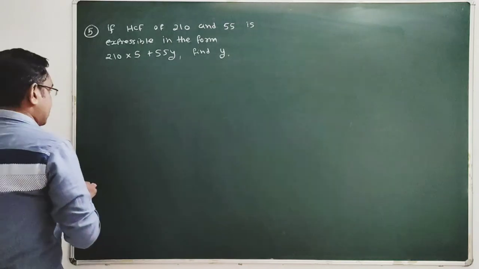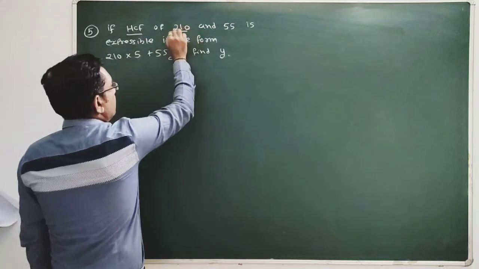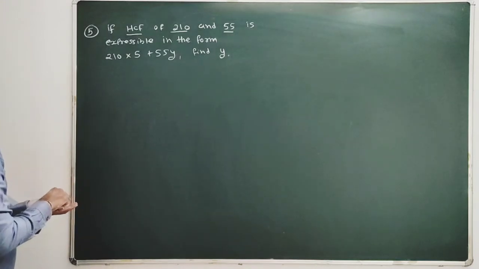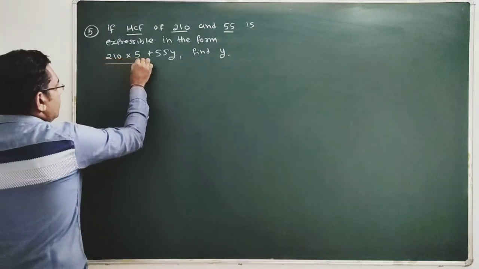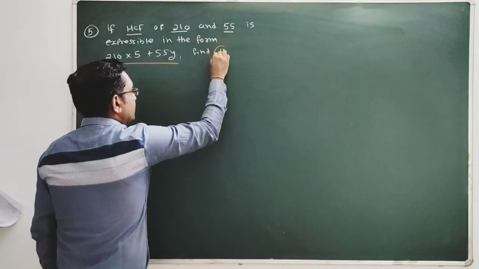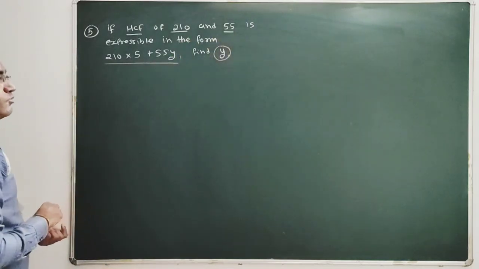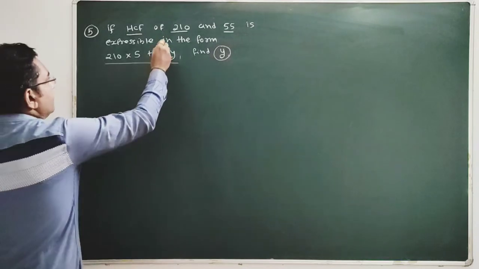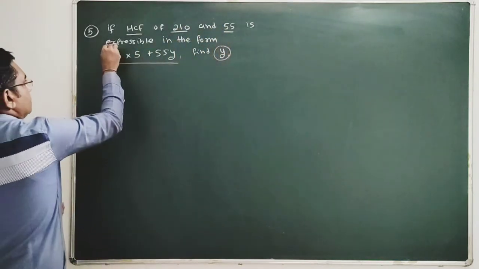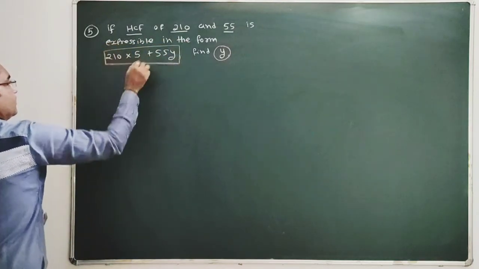Okay students, now the last question. Here, if the HCF of these two numbers 210 and 55 is expressible in the form of 210 multiplied by 5 plus 55y, find the value of y. The question is to find the value of y. A very good question from R.D. Sharma. So the HCF of these given two numbers is expressible in this form. In short, we have to find the HCF of these given two numbers.